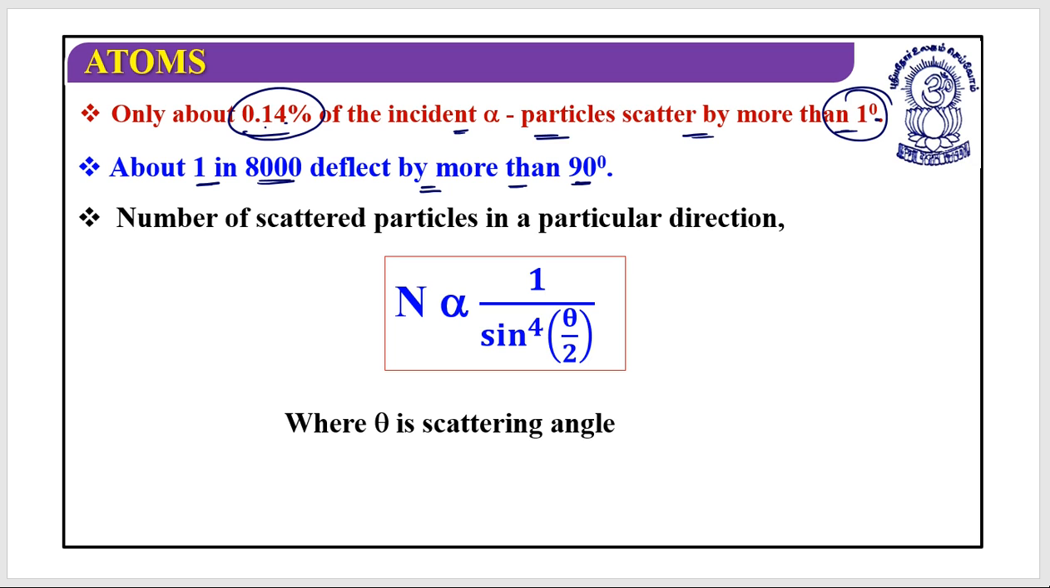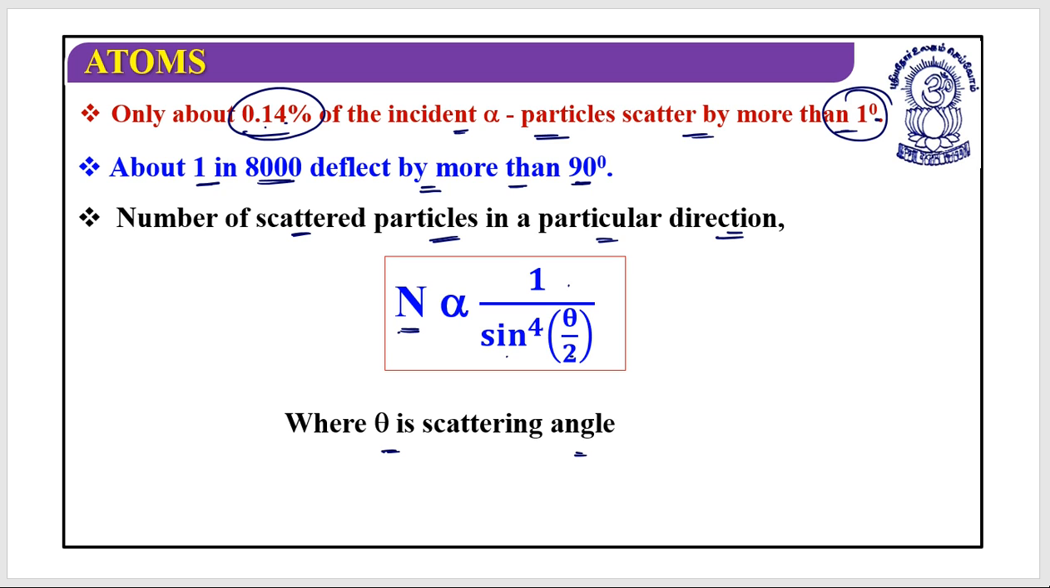He has given us a relation for the number of scattered particles in a particular direction with respect to theta: N is directly proportional to 1 by sine to the power 4 theta by 2, where theta is the scattering angle. So basically it gives the number of particles that have been deflected by a certain angle. I hope this is clear. Please note it down: N of theta is inversely proportional to the fourth power of sine theta by 2. I hope this is clear.